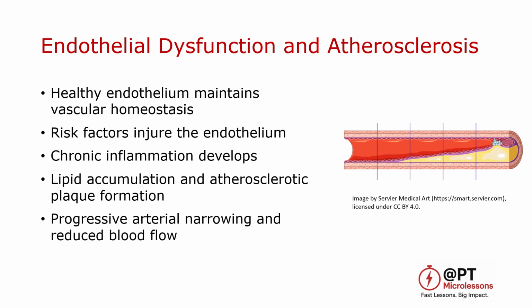Over time, cardiovascular risk factors such as hypertension, smoking, diabetes, and dyslipidemia injure the endothelium. This injury triggers a chronic inflammatory response, allowing LDL cholesterol and inflammatory cells to enter the vessel wall. As lipids accumulate, fatty streaks and eventually atherosclerotic plaques develop. As these plaques enlarge, the arterial lumen progressively narrows, reducing blood flow to downstream tissues. In the coronary arteries, this limits oxygen delivery to the myocardium and sets the stage for coronary artery disease and potentially acute coronary syndromes if a plaque becomes unstable or ruptures.